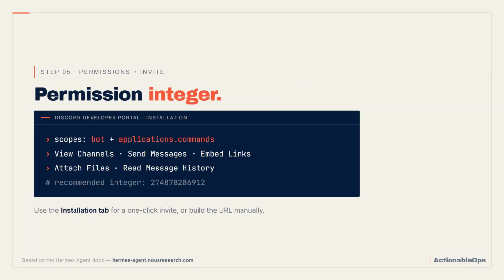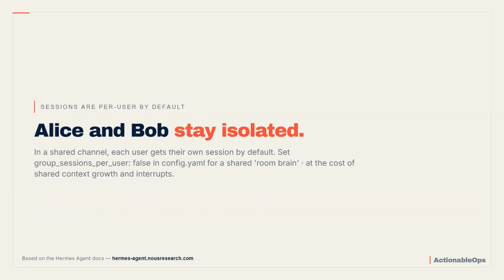Step 5. Wire it up. Hermes gateway setup. Pick Discord. Paste the token. Add your Discord user ID to DISCORD_ALLOWED_USERS so the bot can talk to you. Then hermes gateway start.